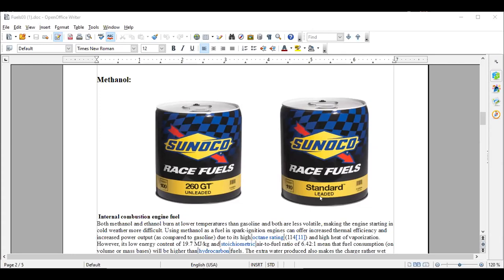Four ethyl groups. Remember ethyl? CH3, CH2, two carbons. Four ethyl groups surrounding the lead. Lead is Pb. Remember lead? It's a heavy metal. It's poisonous.